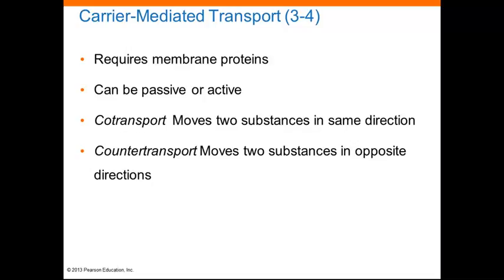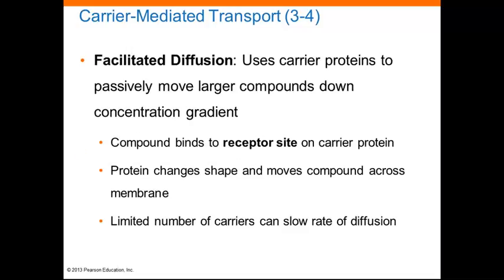Some examples of carrier-mediated transport are facilitated diffusion and active transport. So facilitated diffusion uses carrier proteins to passively move larger compounds down a concentration gradient. So passively meaning that we're not going to burn through any ATP or spend any energy to accomplish this diffusion, because remember, diffusion is diffusion is diffusion. It doesn't require energy, whether it's facilitated diffusion or regular run-of-the-mill plain diffusion.